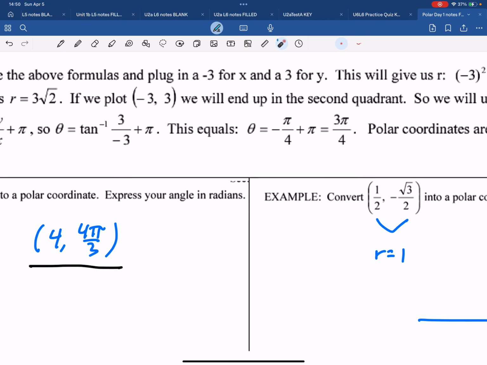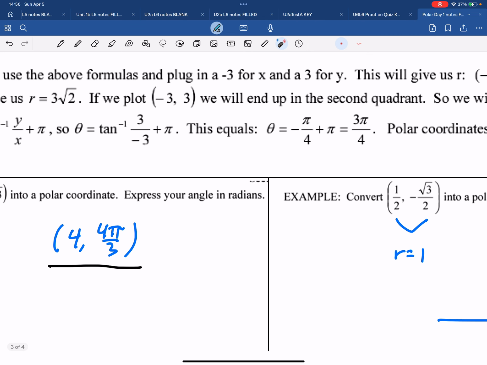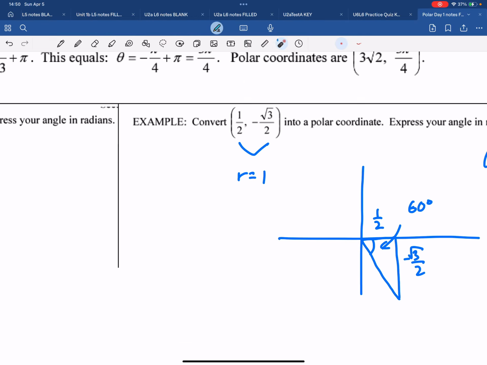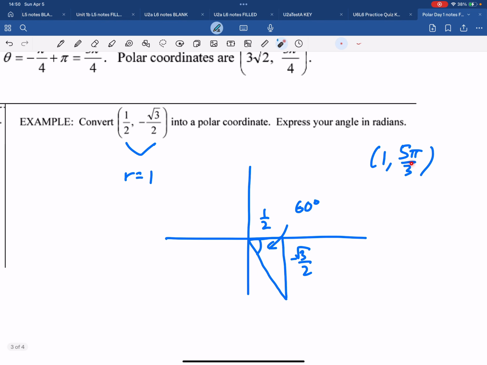Okay? Maybe just think about this one. 1/2, -√3/2. That's kind of nice because those are unit circle ratios. And we know the radius is going to be 1. Okay, so I'm going to draw it. 1/2, -√3/2. I'm down in quadrant 4. I know, again, this is 60 degrees. And so if I want a polar, that's going to be 300 degrees. And 300, I believe, is 5 pi over 3. So yeah, that would be the angle. And the hypotenuse of the triangle, or the radius, is going to be 1.